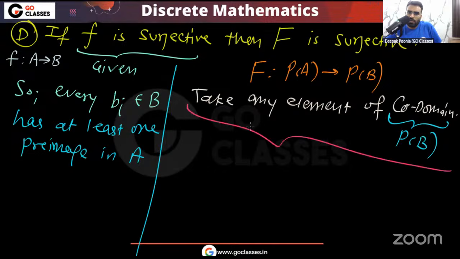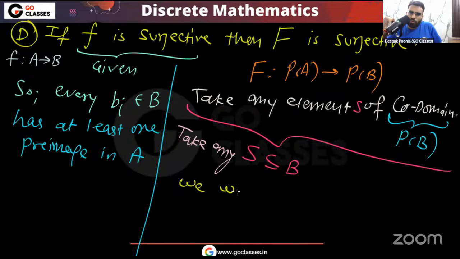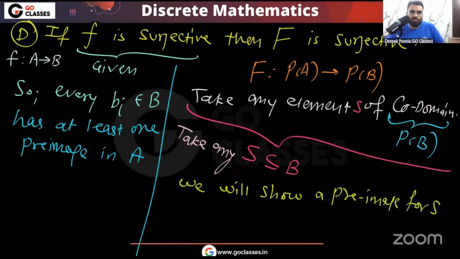So take any element S. I can say this S will be a subset of B. So take any such S. Now we will show at least one pre-image. We will show a pre-image for S. This is what we will show.